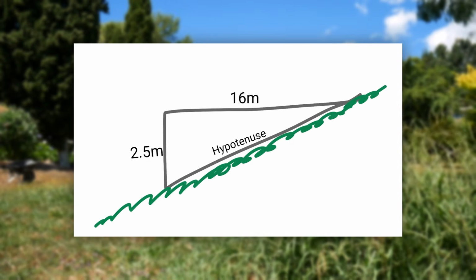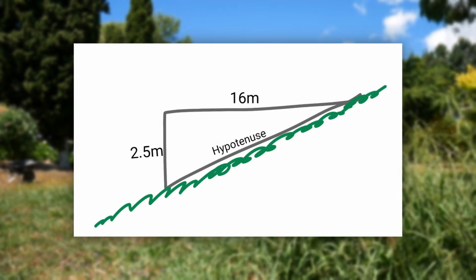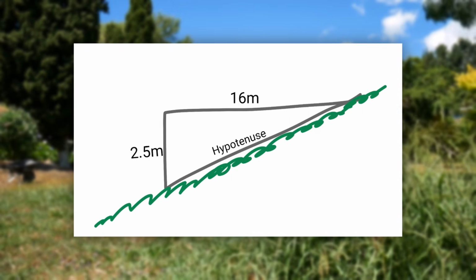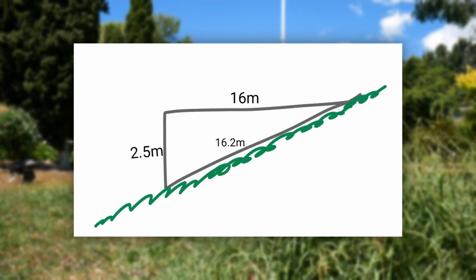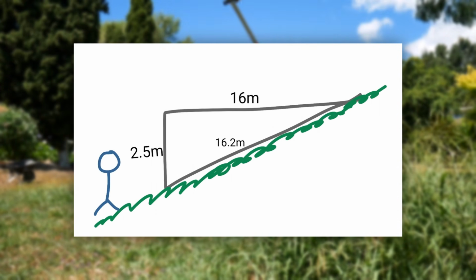To work this out, I essentially flip the triangle upside down and use Pythagoras again to calculate my sloping dimensions. The contour lines show at least a 2.5 meter drop in height from the back of the house to the front, which means a 16 meter horizontal distance will become a 16.2 meter distance on the slope.